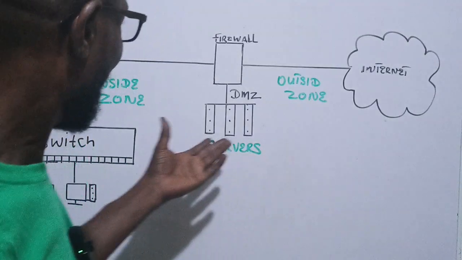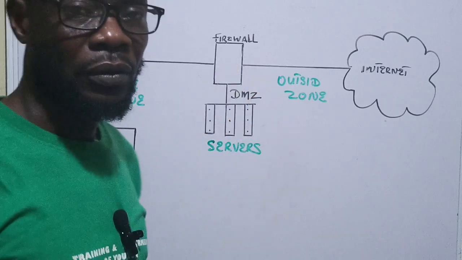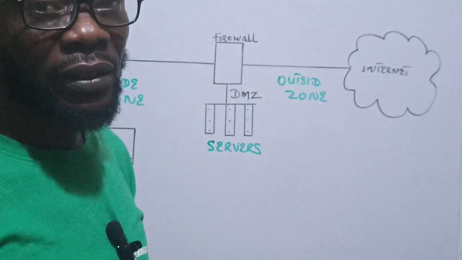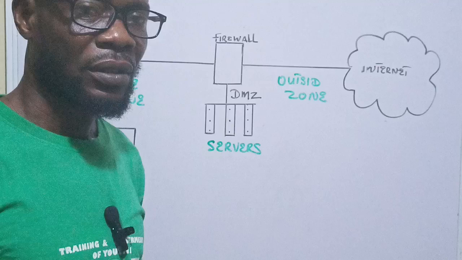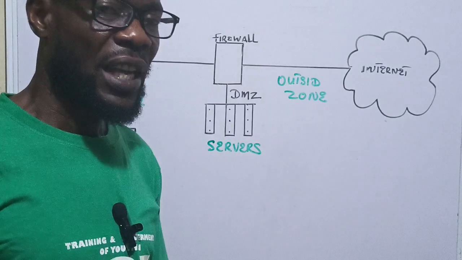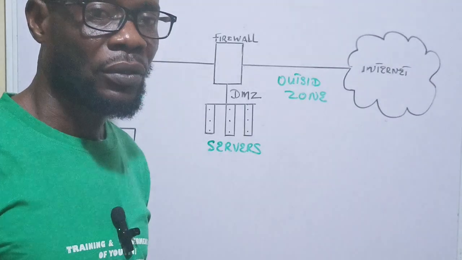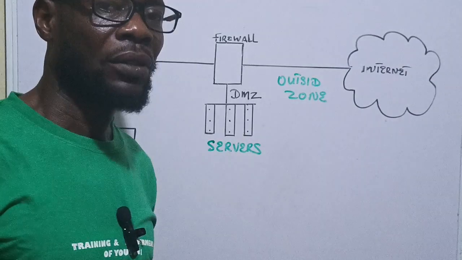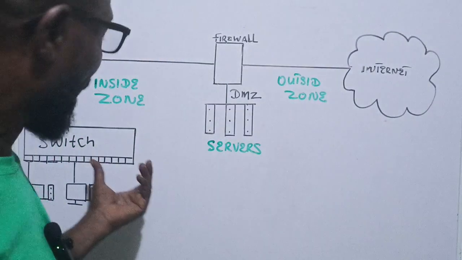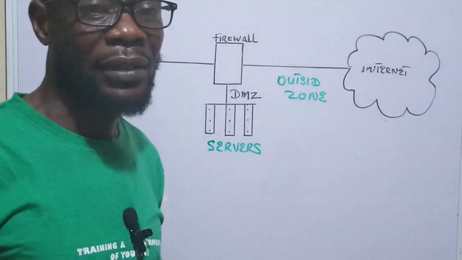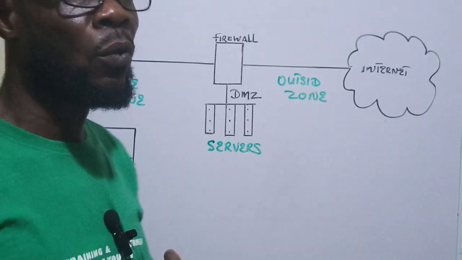Okay, look at this. This is a firewall here. A firewall is a security device that filters unwanted traffic. It inspects incoming traffic from the outside network, which is inbound, and also inspects outgoing traffic from the internal LAN to the outside network. It filters unwanted traffic.